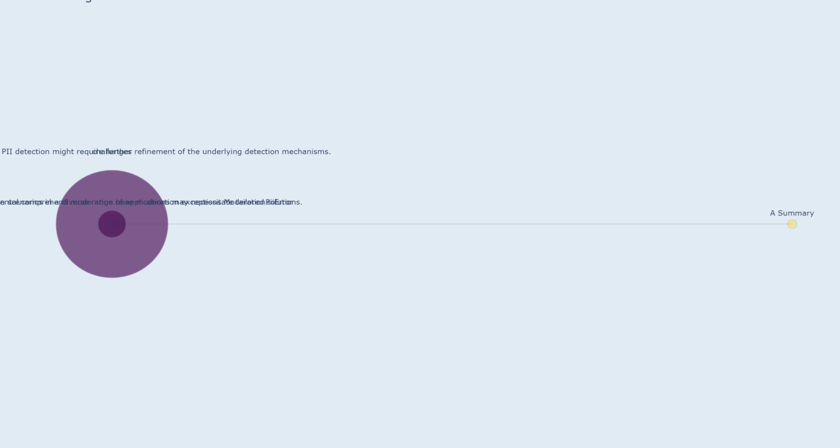Determining the accuracy of PII detection might require further refinement of the underlying detection mechanisms. Identifying PII within text can be a complex task, as the definition of PII can vary depending on context and regulations. The underlying detection mechanisms used by the LangChain moderation framework might require further refinement to improve their accuracy and reduce the incidence of false positives.